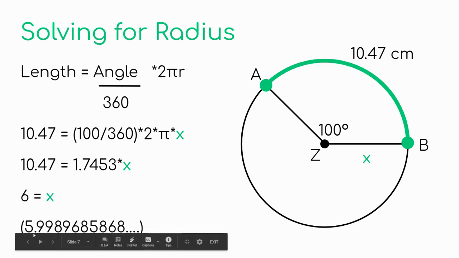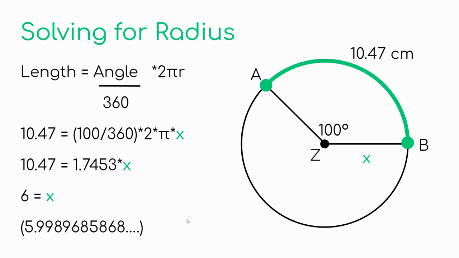All right, so the only reason why I got all these decimals is because I rounded throughout my problem. So the less you round, the closer to 6 you're going to get. I'll always tell you what to round it to. It'll probably be the nearest whole number. So we can say that the radius of this circle is 6 centimeters. And if you want to go ahead and check your answer, you could plug it back into your formula. 100 divided by 360 times 2 times pi times 6. You should get about 10.47. All right, so that was a lot.